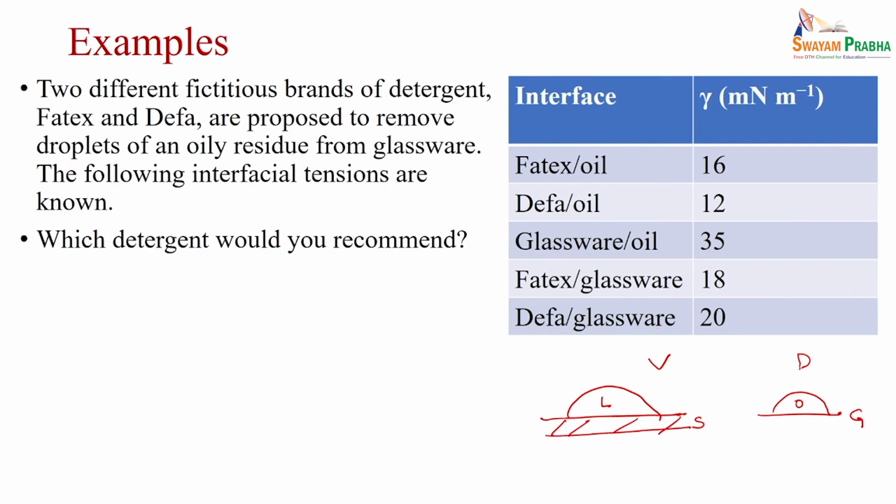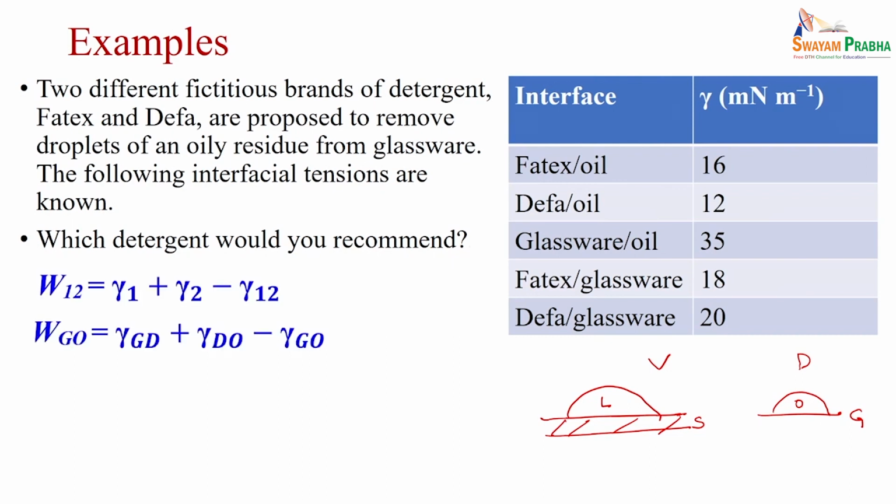So, we want to know which detergent will be able to remove the IL from the glass. To see its efficacy, we have to calculate the work of adhesion of the detergent on the glass surface. If you remember, the work of adhesion W12 is gamma 1 plus gamma 2 minus gamma 12. So, here the work of adhesion we are going to measure between the glass and IL is equal to the interfacial tension between glass and detergent plus the interfacial tension between detergent and IL minus the interfacial tension between glass and IL. This is the same, we are replacing solid with glass, liquid with IL and vapor with detergent.